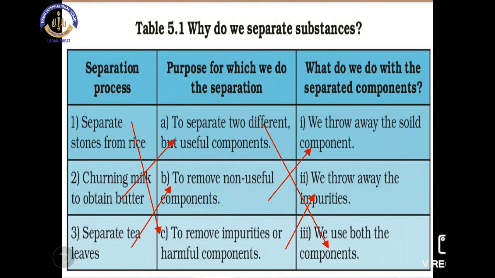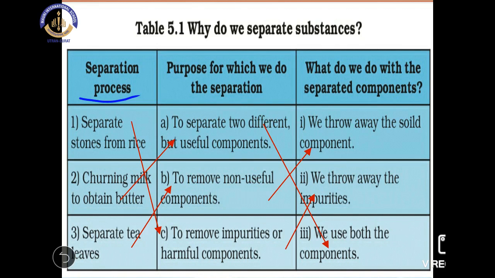So, as you can see in this picture, there is one table and it has 3 columns. First column is for the separation process. Second is for the purpose for which we do the separation. And the last one is for what we do with the separated component. It means in the first column, separation processes are there. 3 separation processes are given here.